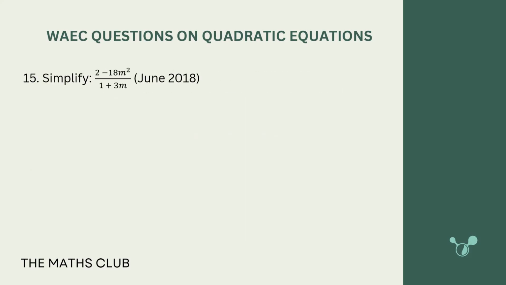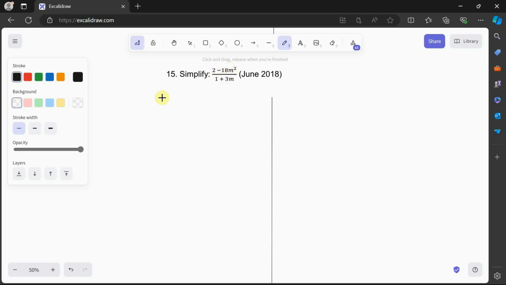Great. Let's say that we should simplify 2 minus 18m squared all over 1 plus 3m. Like I said, when you see something like this, it's a difference of two squares question. Let's factor out from the top. What is common in the top? 2 is common. That will be 2 open bracket, 2 divided by 2 is 1, 18 divided by 2 is 9, all over 1 plus 3m.